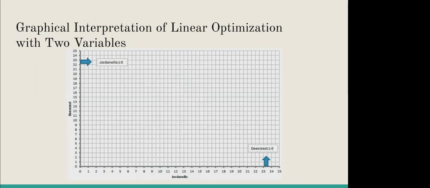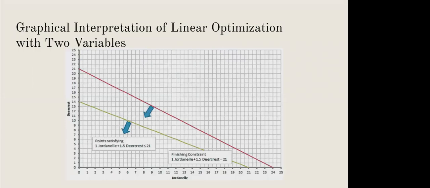This red line shows the constraint of the fabrication hours. The line shows all combinations that allow 3.5 hours per unit of Jordanelle skis and 4 hours per unit of Deer Crest skis that total 84 hours. 84 is the maximum number of hours the fabrication department can allow, so all of the feasible values for the fabrication constraint are on or below this line.